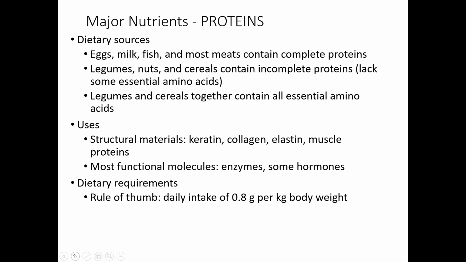Beans alone won't give you all 20. Corn alone won't give you all 20. Put them together, you'll have all 20. This is the workaround to get all 20 amino acids from incomplete proteins. And that's a great place to stop.